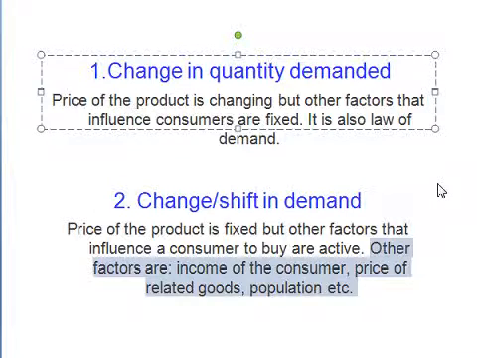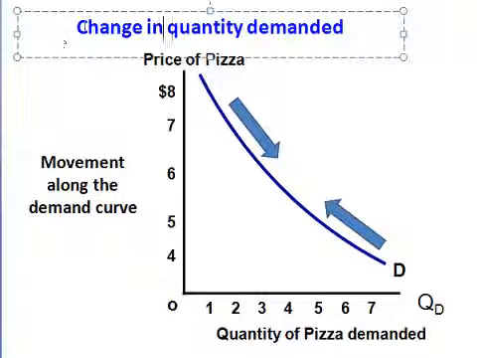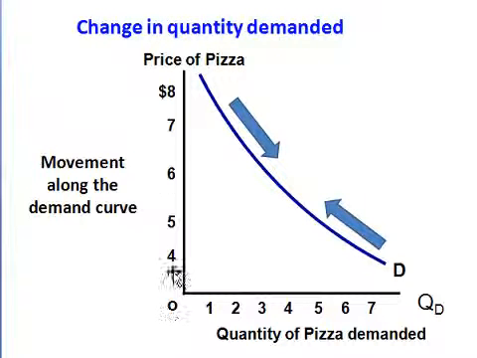First I talk about change in quantity demanded. What is happening here? Here you can see the price of pizza on this side, and this side is the quantity of pizza demanded, and this is the demand curve. Demand for pizza, it is here. Now here we can see the law of demand.